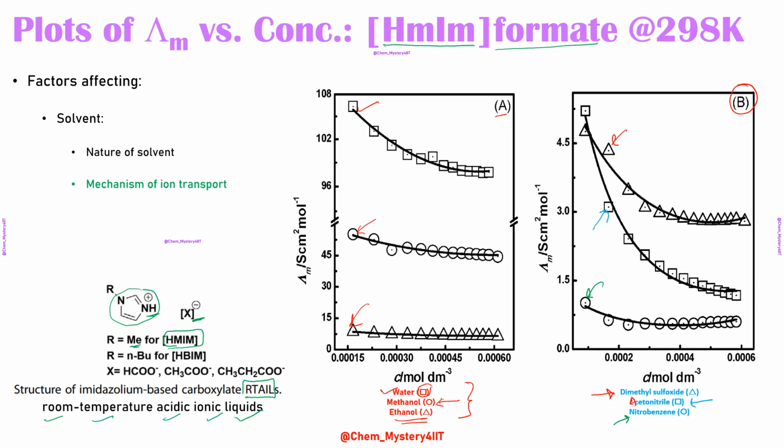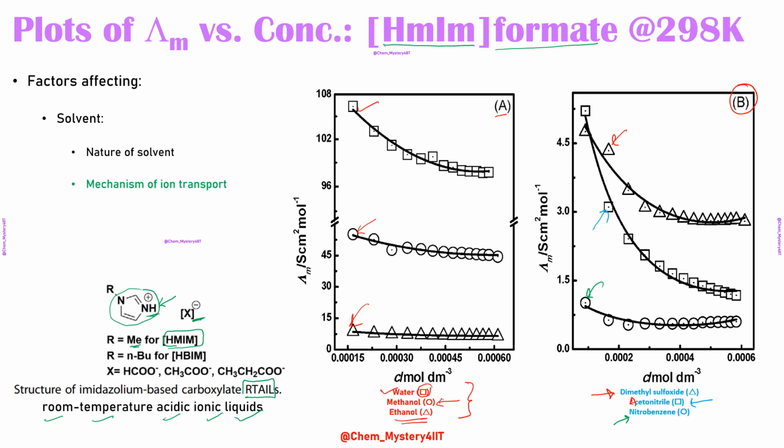These are a few of the exceptions. This imidazolonium ion is one of the ions for which, whatever anion we keep, formate, acetate or propionate, they are liquid at room temperature. So we use the term RTAIL, room temperature acidic ionic liquids, because this has an acidic hydrogen present as well. This is the imidazolonium formate. This data is about that.